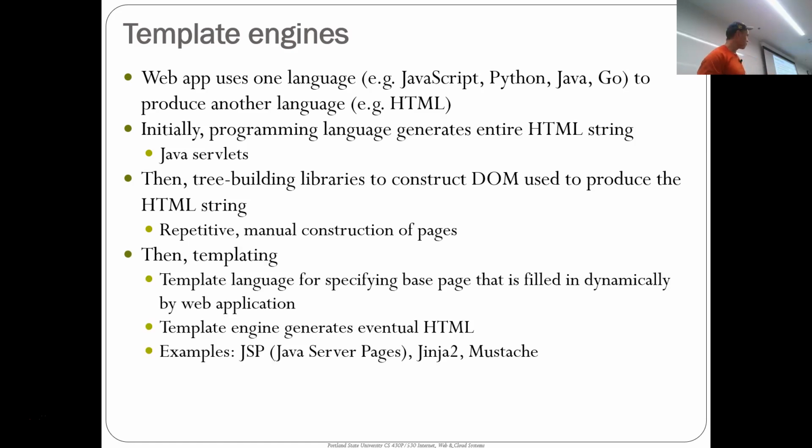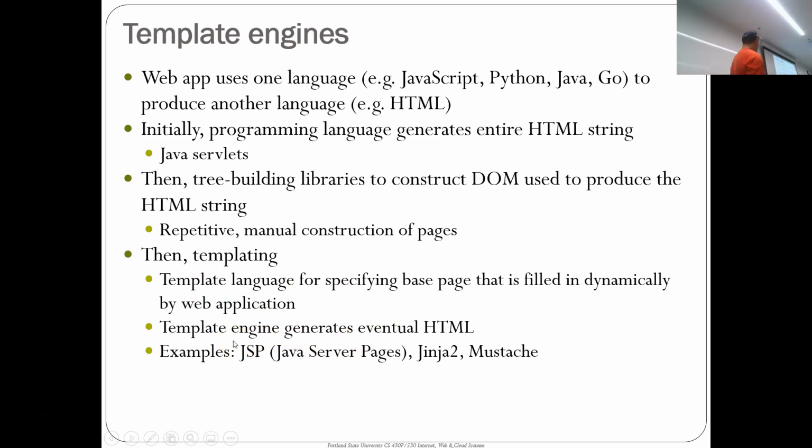And so what we have moved towards is a templating system. So you have a template language that specifies the base HTML page, and then you have placeholders in the templates to generate the actual dynamic data that your web application is going to produce. And then you just fill it in. So that is what the template engine is basically going to do: take the web application data and the template and generate the HTML. This is a template engine.